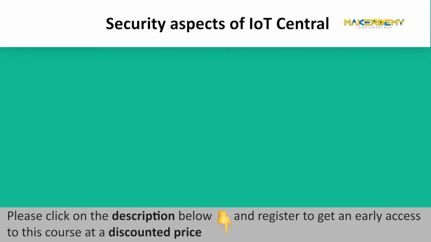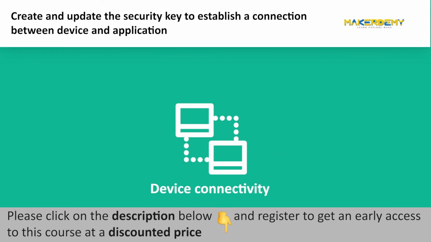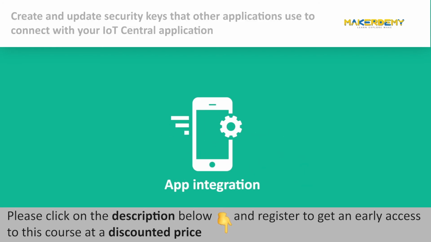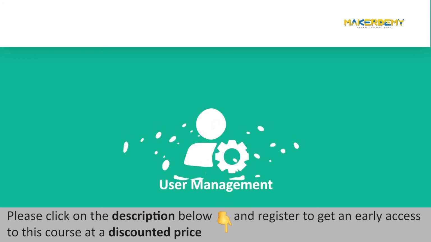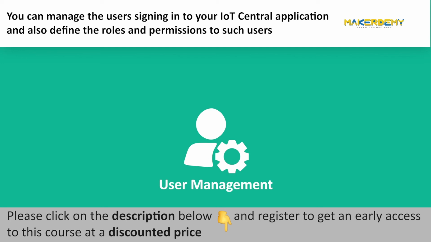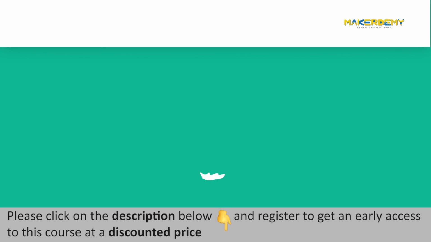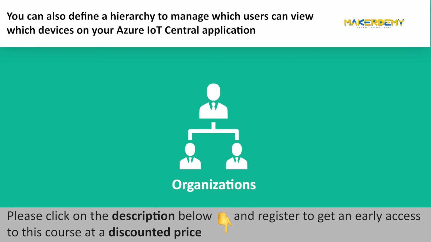Security aspects include the following: device connectivity, create and update the security key to establish a connection between device and application; app integration, create and update security keys that other applications use to connect with your IoT Central application; data export. Azure IoT Central uses managed identities to secure data while exporting. User management. You can manage the users signing in to your IoT Central application and also define the roles and permissions to such users. Organizations. You can also define a hierarchy to manage which users can view which devices on your Azure IoT Central application.